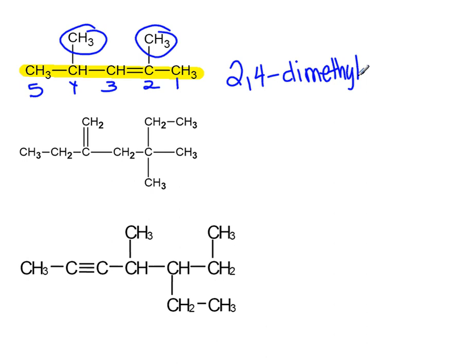Then comes my longest chain. 5 carbons long is pent. Then I have to put in where my double bond is. Since it's starting at number 2, there goes my position number. And double bond ending is ene. So this one's called 2,4-dimethylpent-2-ene.